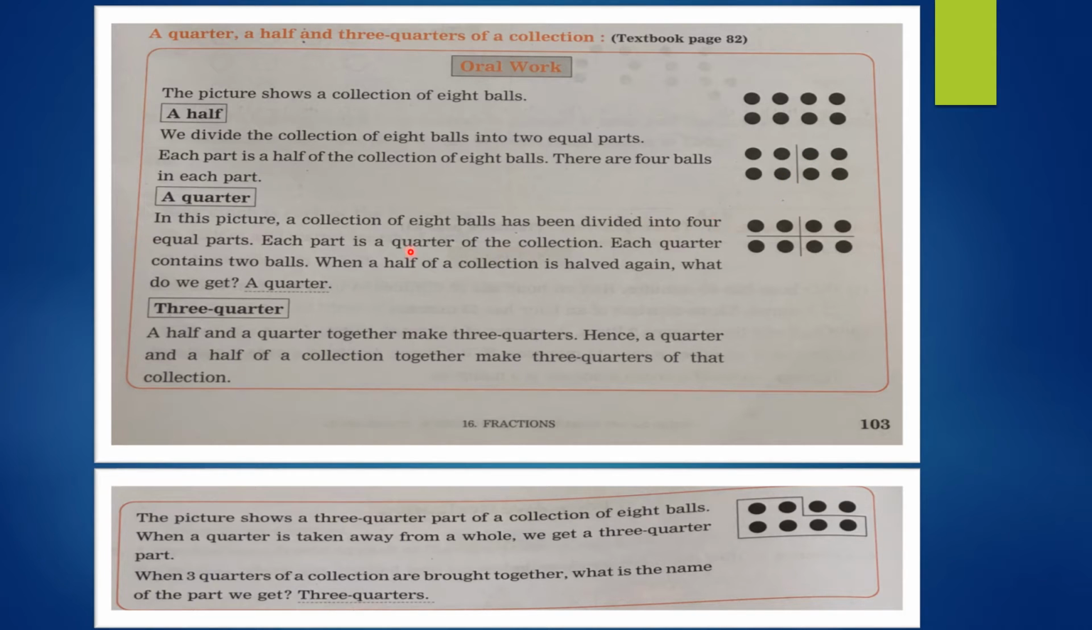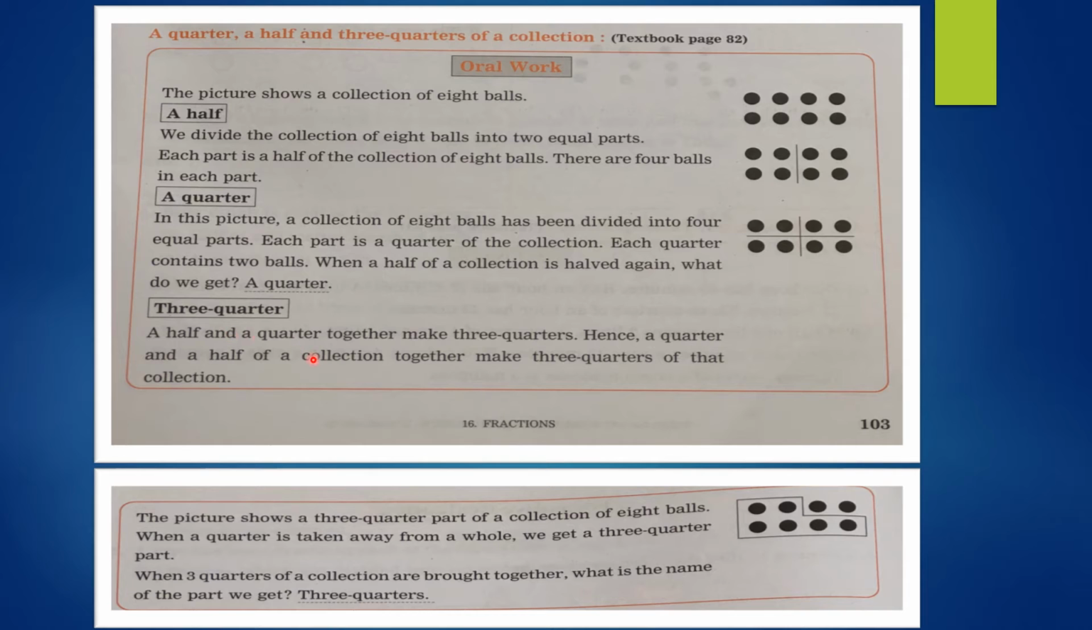How will you show a quarter? In this picture, a collection of 8 balls has been divided into 4 equal parts. So each will have 2. 1, 2, 3, 4, 5, 6, 7, 8. So each part is a quarter of the collection. Each quarter contains 2 balls. When a half of a collection is halved again, what do we get? A quarter. So this is a quarter, this is a quarter.